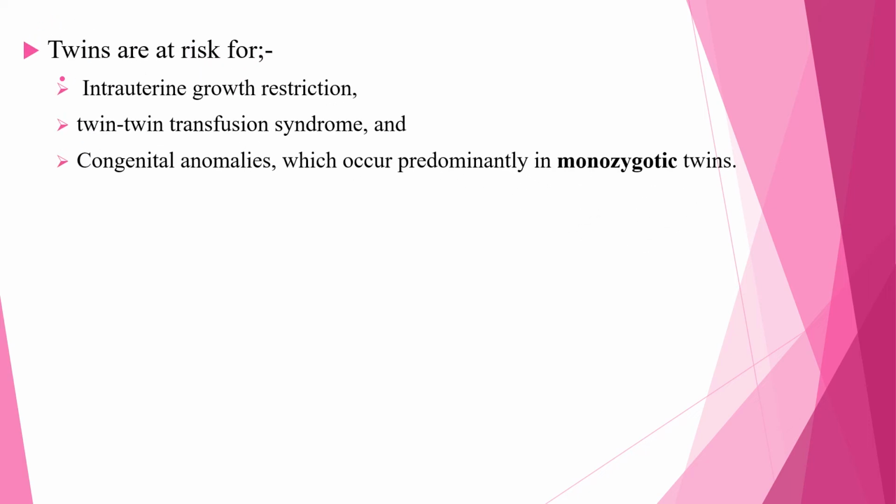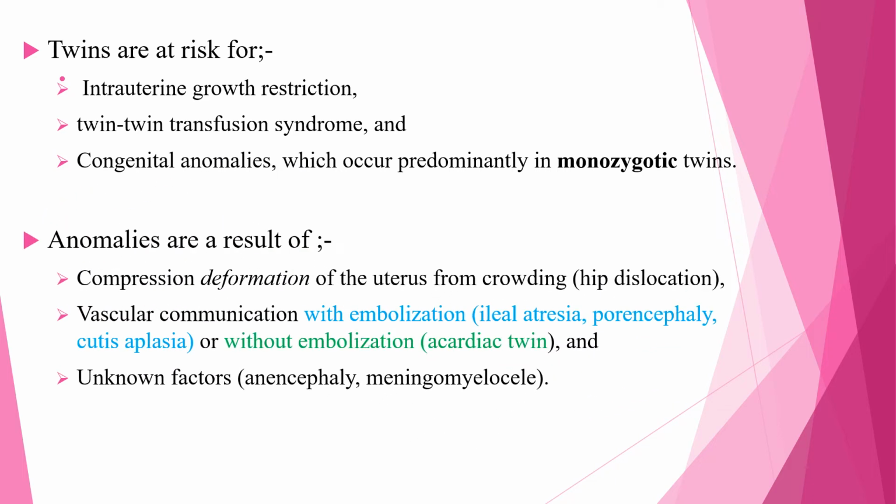When we see the impact of being a twin on the newborns, it can cause intrauterine growth restriction, twin-twin transfusion syndrome, or congenital anomalies, which occur predominantly in monozygotic twins. Anomalies are a result of either compression deformation of the uterus from crowding, like hip dislocation, or they might be due to vascular communication with embolization, like ileal atresia, fetus aplasia, or vascular communication without embolization, like acardiac twin. Anomalies might also be due to unknown factors, like anencephaly and meningomyelocele.